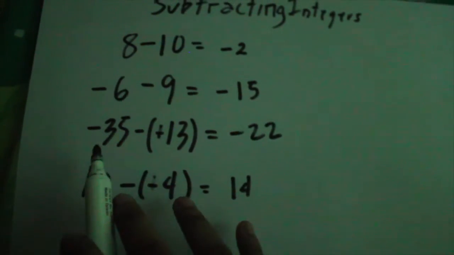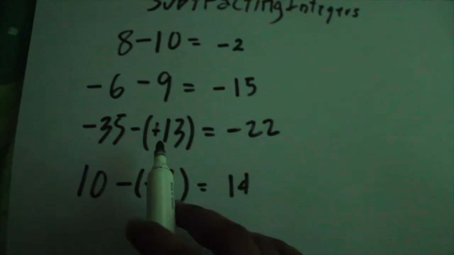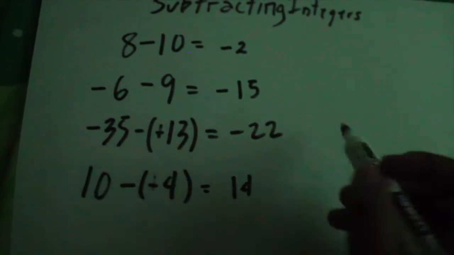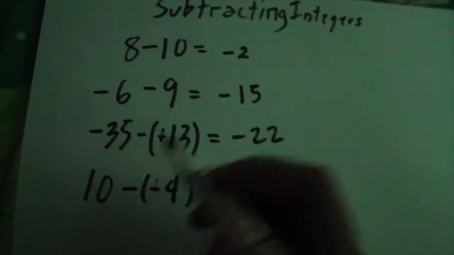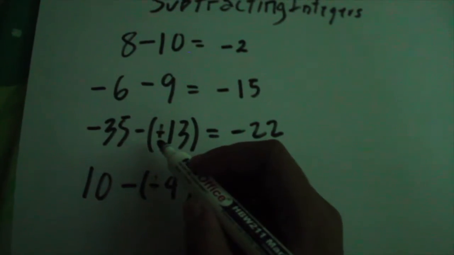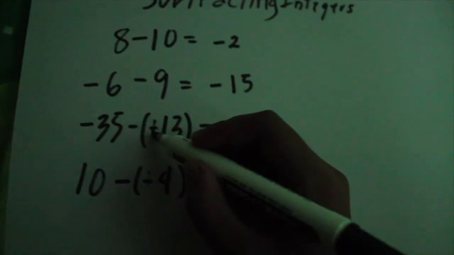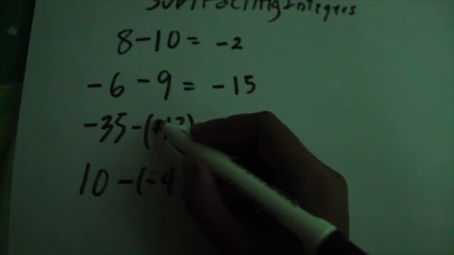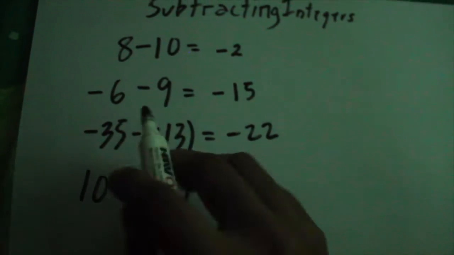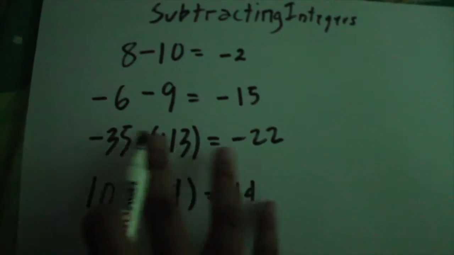In this given, negative 35 minus negative 13, the answer will be negative 22. Why negative 22? Because for negative 35 minus negative 13, we will just change the sign of negative 13 into positive 13. So the answer will be negative 22 because we subtract it.